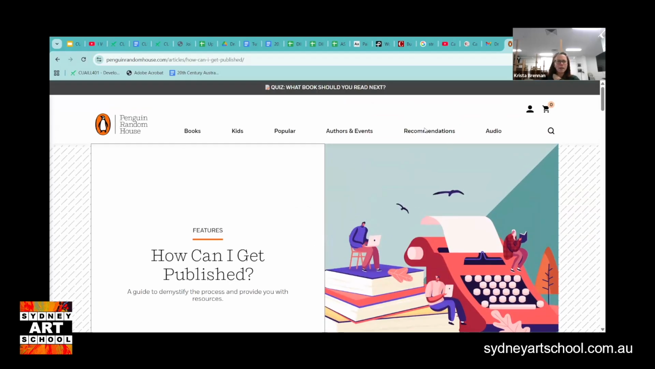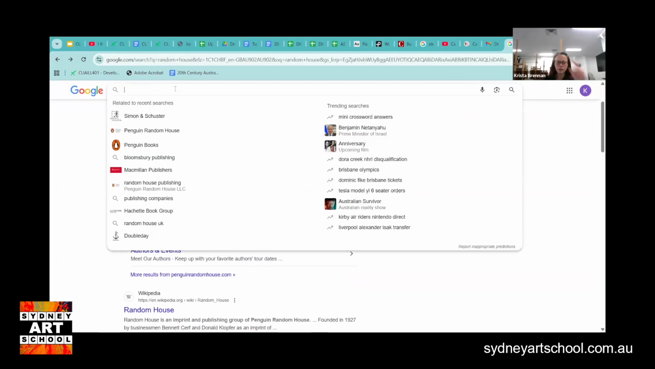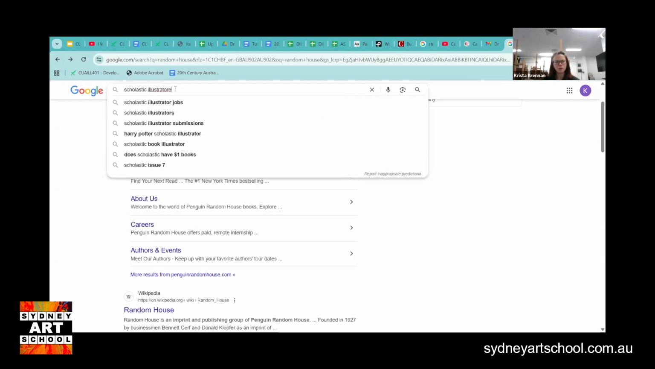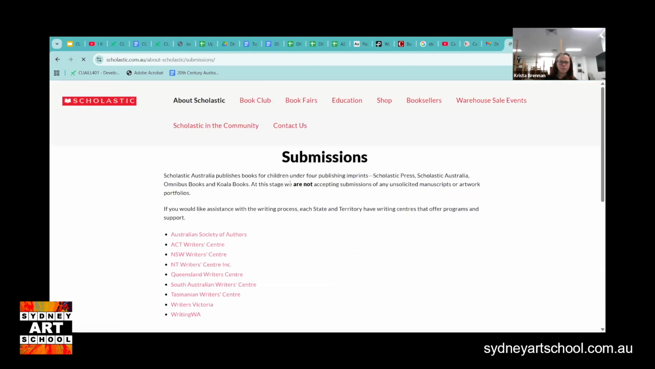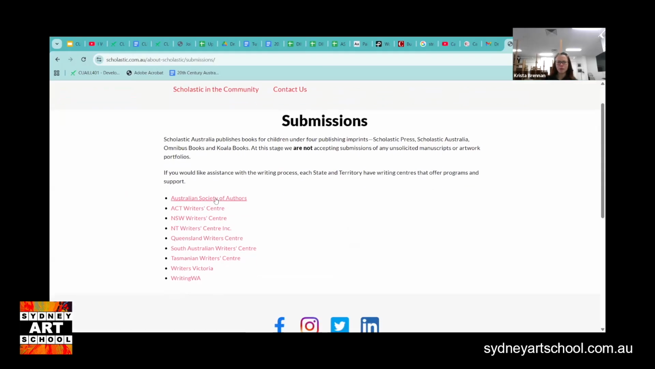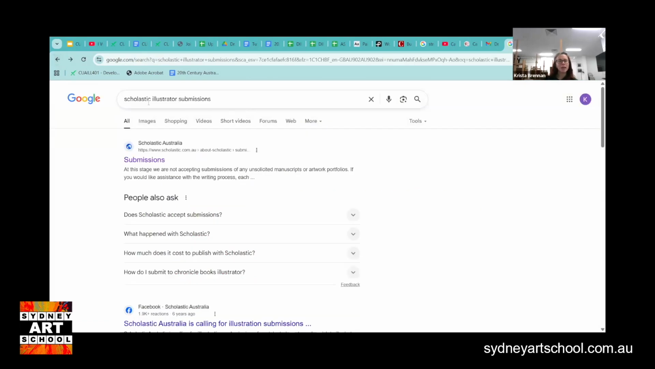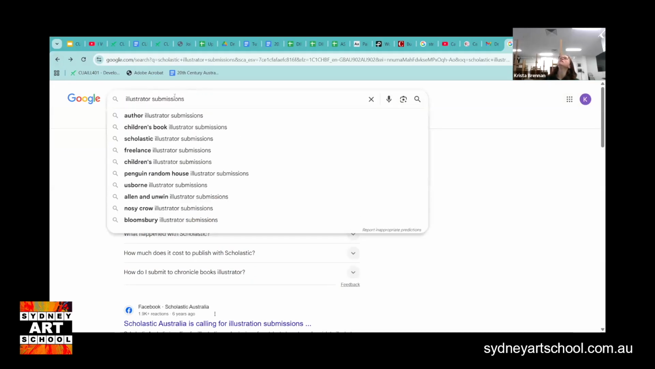Now, if we are looking at, let's go back, let's say, what would be Scholastic? Scholastic do more picture books. So if we said Scholastic Illustrator submissions. At this stage, we are not accepting submissions for unsolicited manuscripts or artwork portfolios. If you'd like assistance with the writing process, these are writing centers. So Scholastic is closed. That's interesting. Didn't know that.